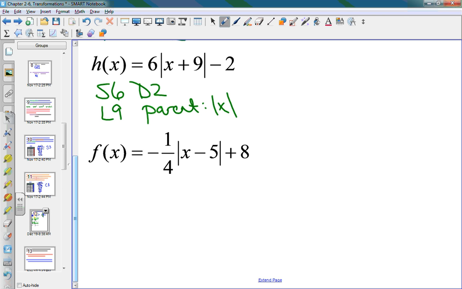You ready? Okay, what do we got? Someone tell me. Compress of negative. Compress of a 1/4. What's next? Right 5. Right 5. What's next? Up 8. And the parent function?